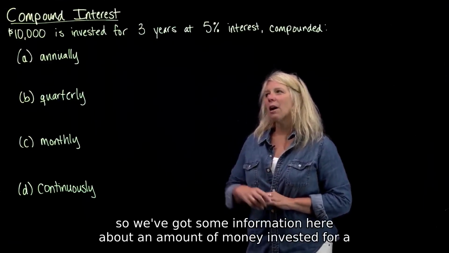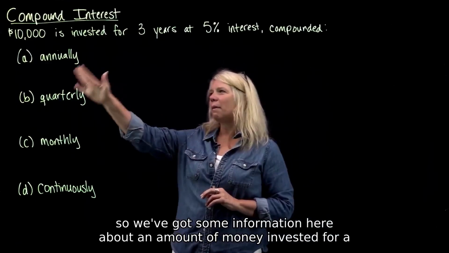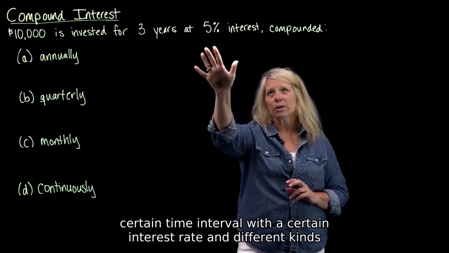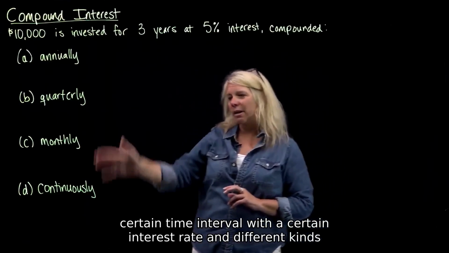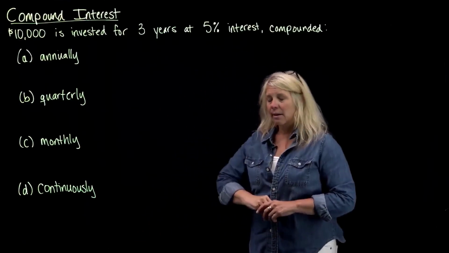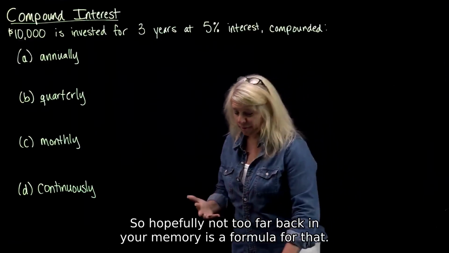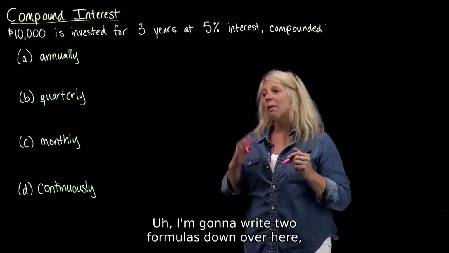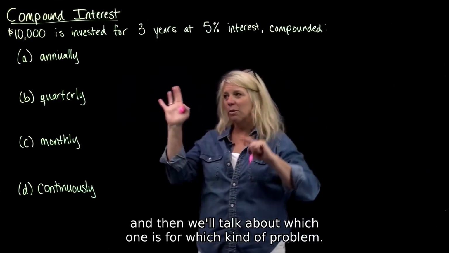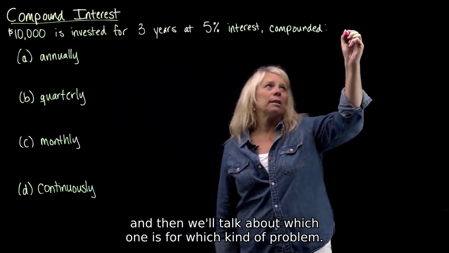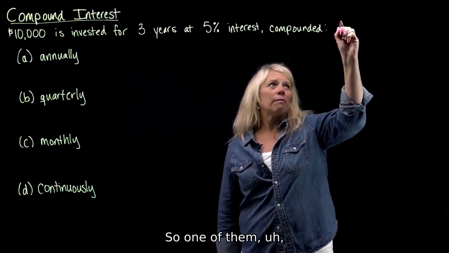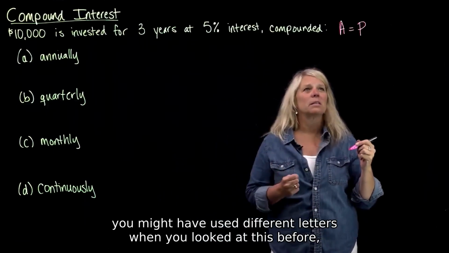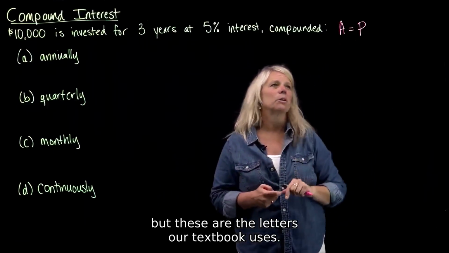All right, so we've got some information here about an amount of money invested for a certain time interval with a certain interest rate and different kinds of compounding. So hopefully not too far back in your memory is a formula for that. I'm going to write two formulas down over here, and then we'll talk about which one is for which kind of problem. You might have used different letters before, but these are the letters our textbook uses.